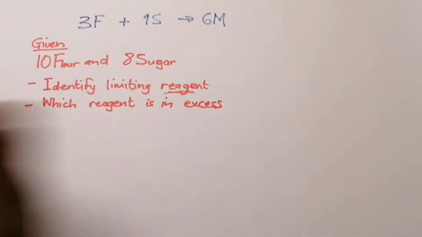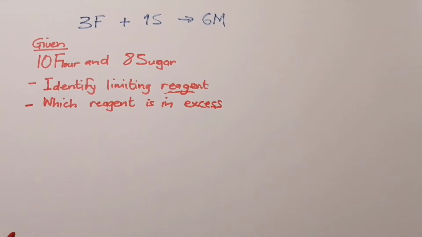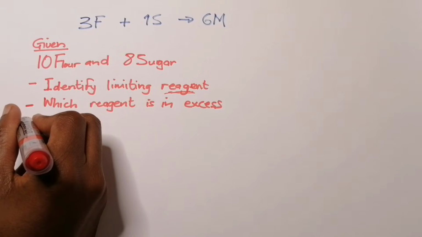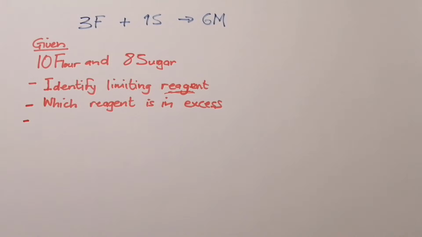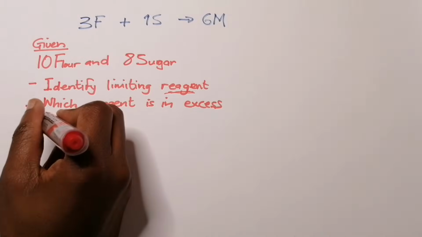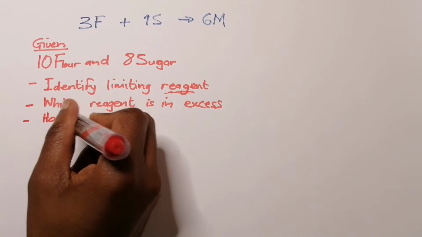Meaning which one will, after having finished the other one, remain unused? What amount will remain unused, and which one will have an amount that is in excess? And then we also want to find out how many muffins we will produce.